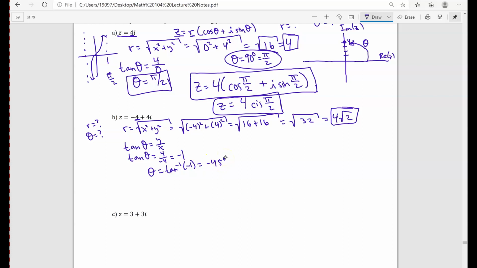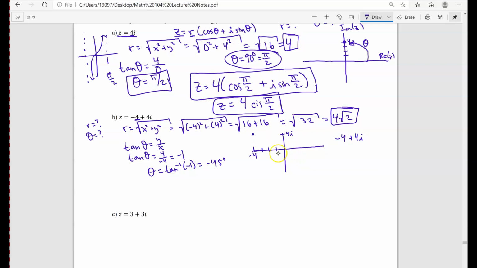Now you have to be very careful with this because you want to make sure that you're in the right quadrant. Remember that the inverse tangent is only between negative pi over 2 and pi over 2. So let's think about where exactly negative 4 plus 4i is. Negative 4 this way, and then positive 4i up. So basically this is in quadrant 2.